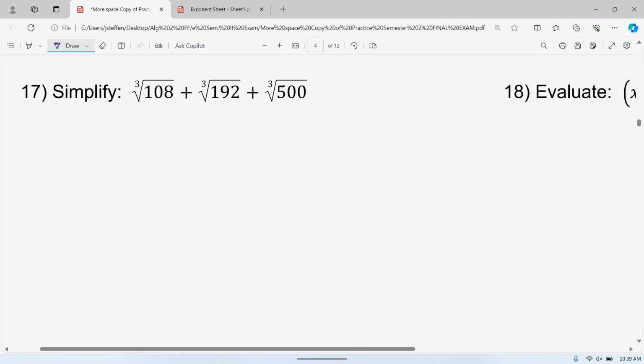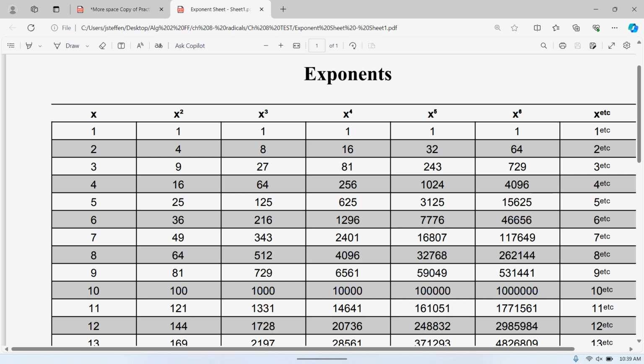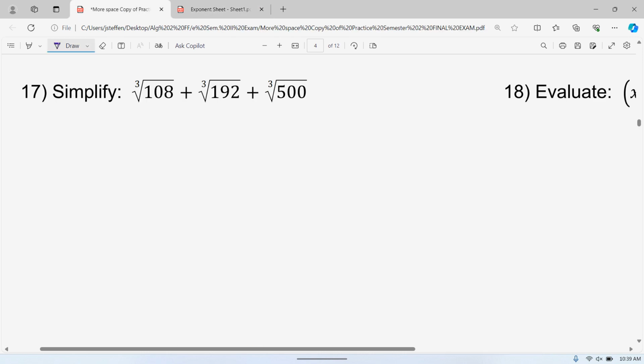You will get a formula sheet. I was going to have it, but I don't yet. But you definitely will get this exponent sheet. So this is going to be very useful when it comes to this problem, because the first thing you need to do is reduce all those radicals. So again, when we do that, these are all third roots.